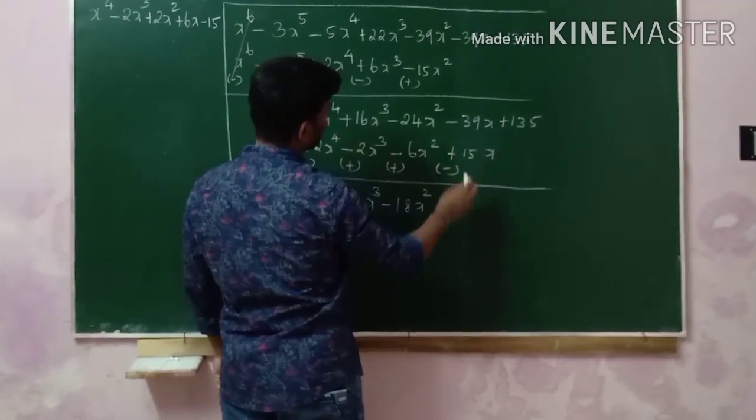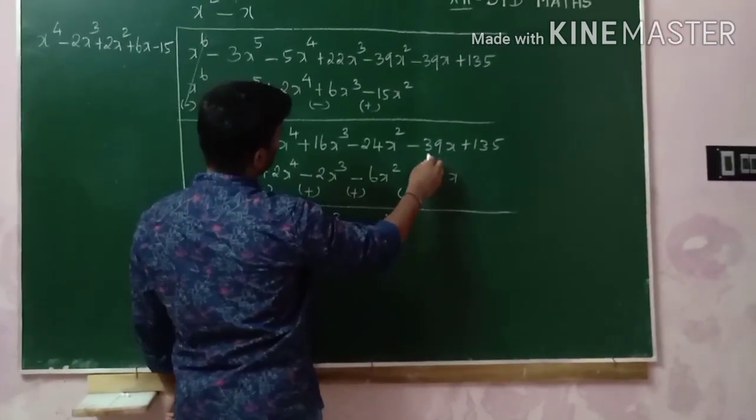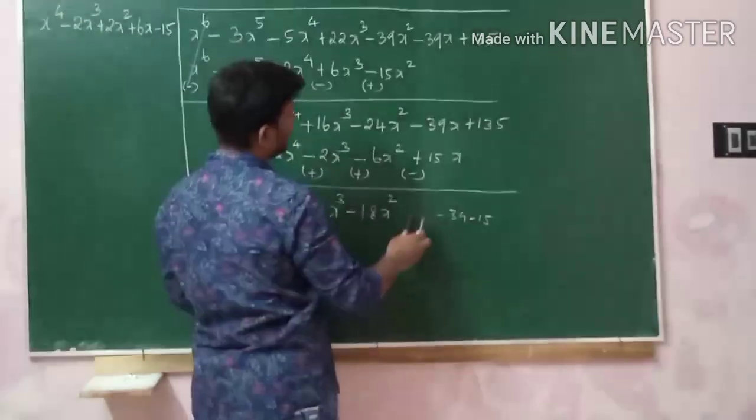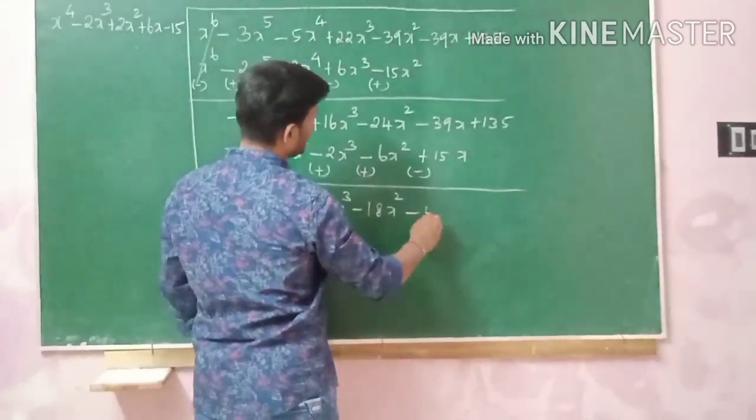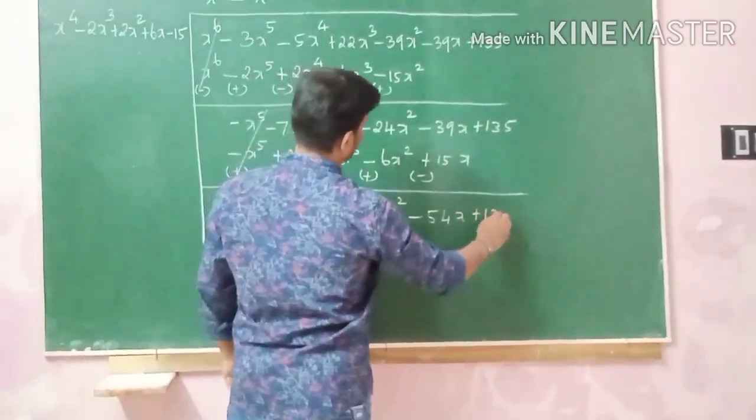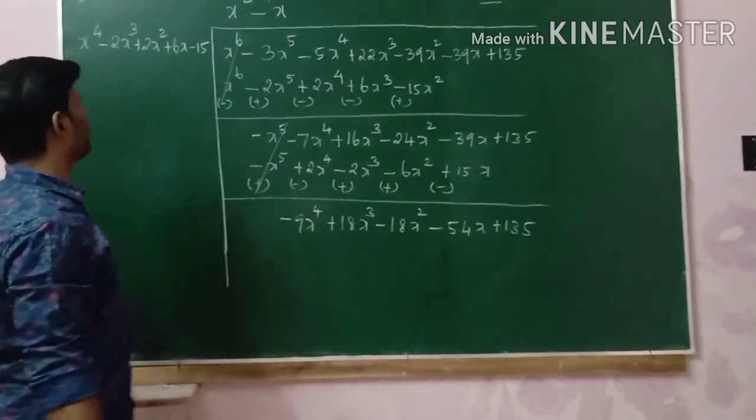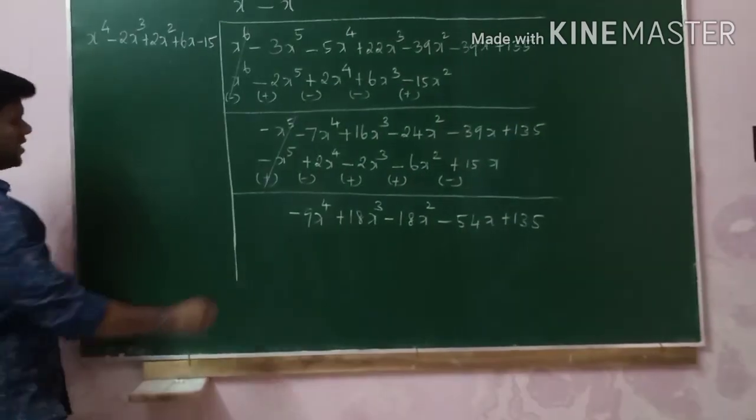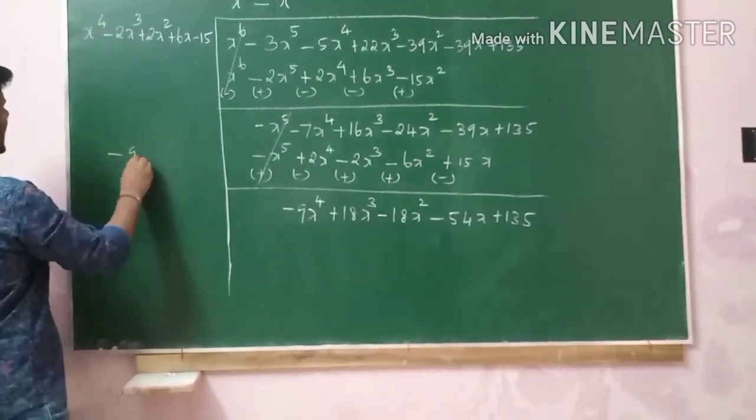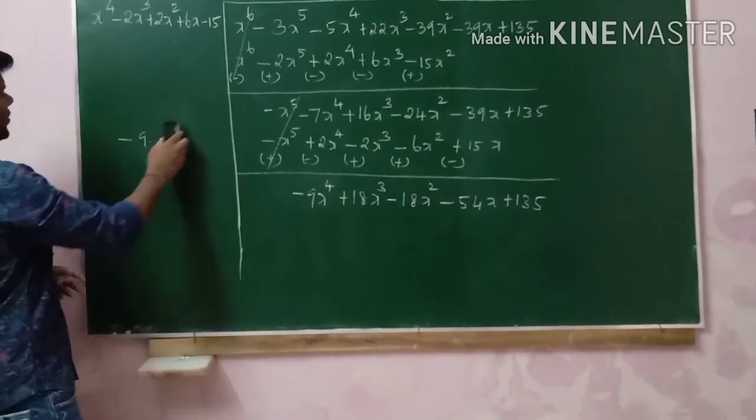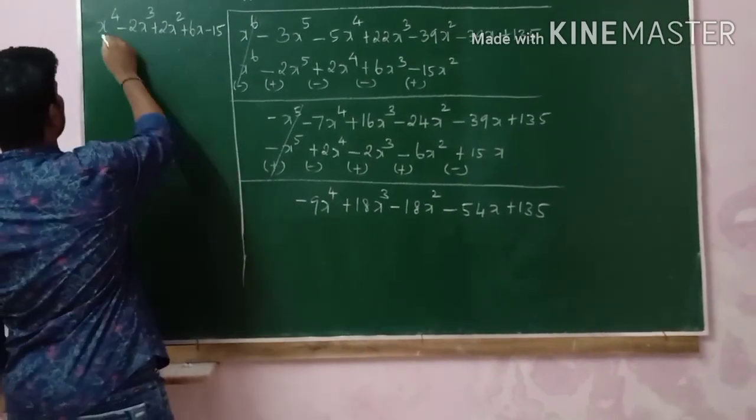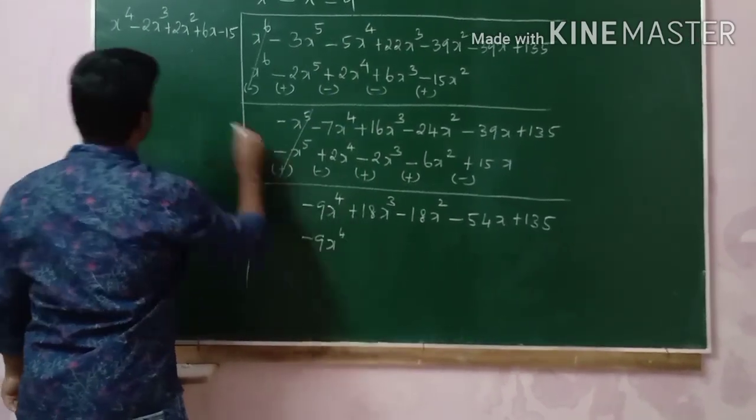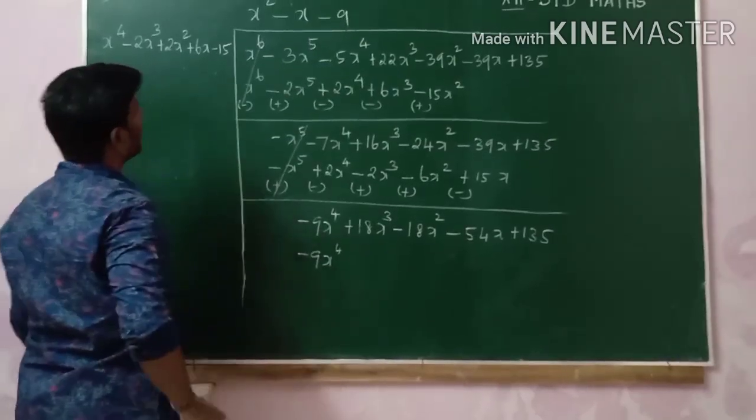Then minus 39x minus 15x, it's minus 54x plus 135. Now, what should we multiply with x power 4 to get minus 9x power 4? Minus 9 into x power 4, so multiplying by minus 9 is enough. So x power 4 into minus 9, minus 9x power 4. Now we take all the terms and multiply with minus 9.